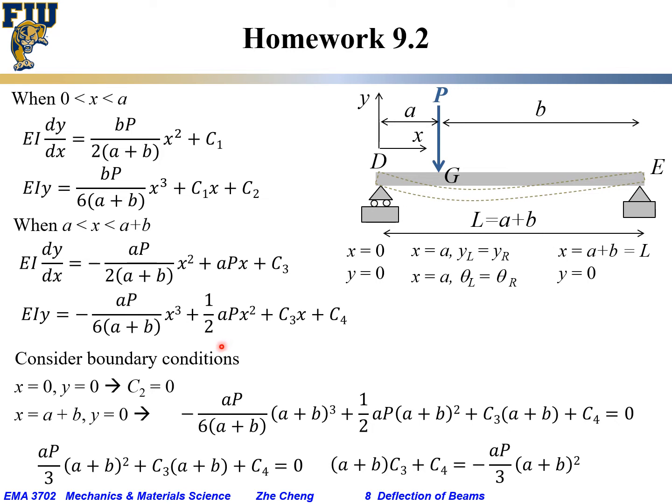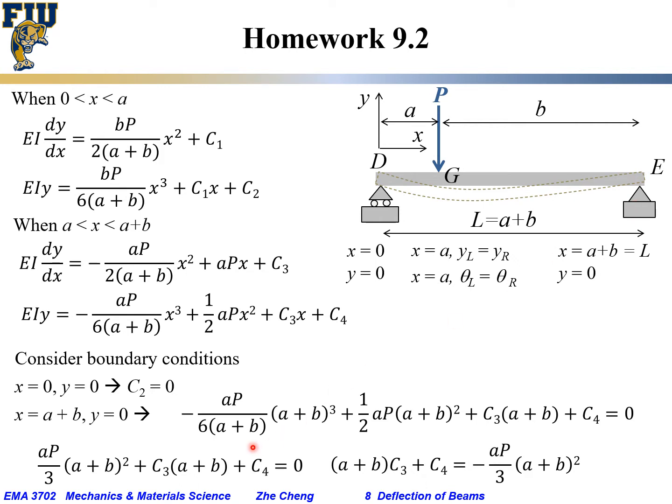Now let's consider the boundary conditions. So we said at left end D, when x equals 0, the local deflection is 0. So x equals 0, this term is 0, this term is 0, we would have C2 is 0. We at least know one of the integration constants is 0. And then at the other end, at the E end, when x equals A plus B, the vertical deflection is also 0.